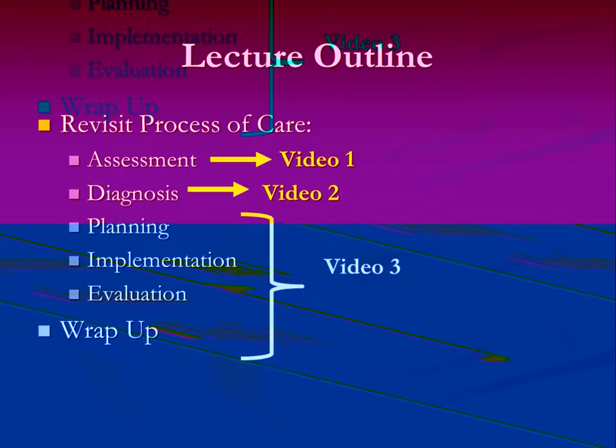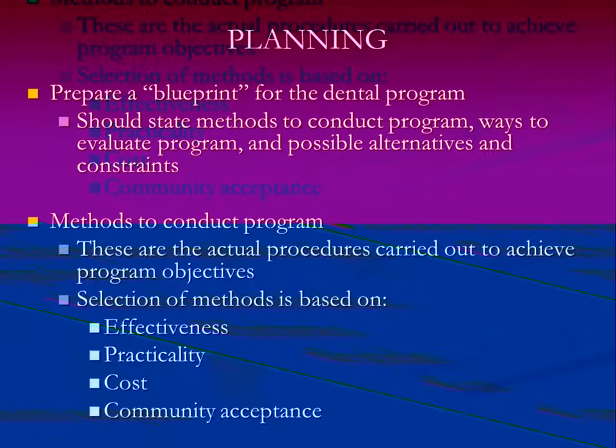So after the problem has been identified and the program goals and objectives and the priorities have all been set and established, the next step is really to state how we're going to go about bringing those desired results within the community. So we're going to move to the third phase of the dental hygiene process of care, and that's planning. So basically we're going to create a blueprint or an outline for the dental program, and with this blueprint we're going to start thinking about ways that we're going to conduct the program.